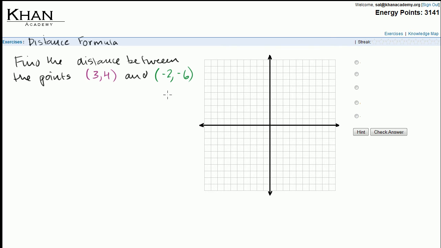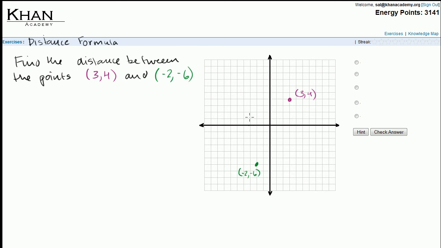So we want to graph those 2 points. So -2, 1, 2, 3, 4, 5, 6 is right there. We could label it -2, -6. And then the other point, 3, 4, is 1, 2, 3, 1, 2, 3, 4, right over there. And we'd, of course, want to label it.